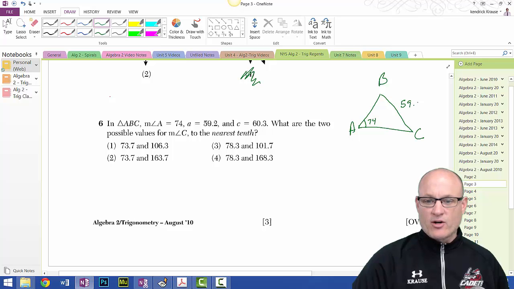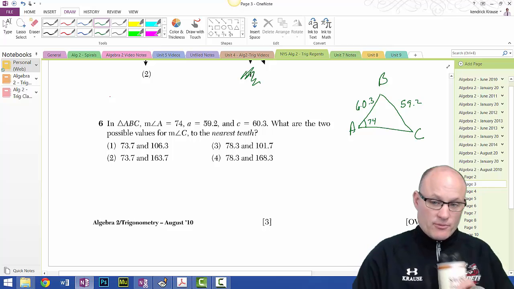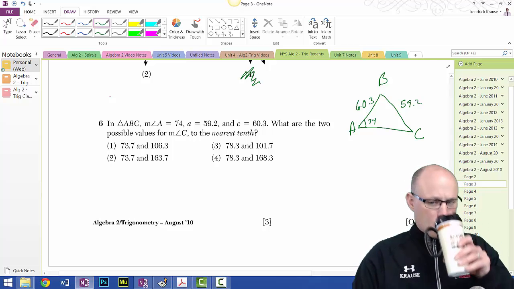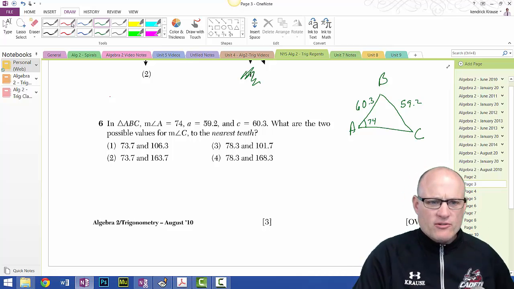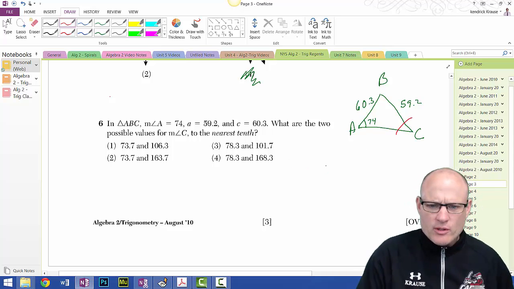Oh, they decide we got to add decimals to make things really complicated. The only thing decimals are going to make you do is screw up dumb stuff. So don't screw up dumb stuff. So our goal is to find angle C. So we're going to do the law of sines.